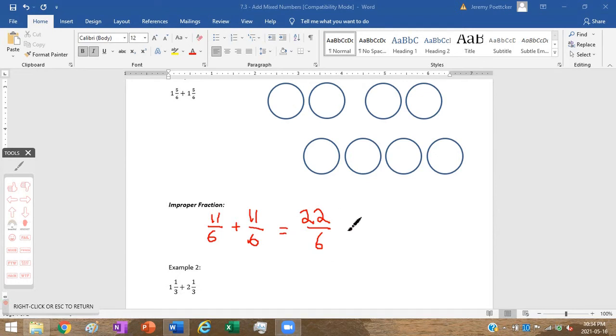So now I look and say, 6 goes into 22 how many times? Well, 6 times 3 is 18. 6 times 4 would be 24. So it's going to go 3 times, because 24 is bigger than 22. And how many are left over? Well, 22 minus 18 is 4. So I've got 4 sixths left over. Now you've got exactly the same numbers we came up with up there. And now we just simplify our fraction.